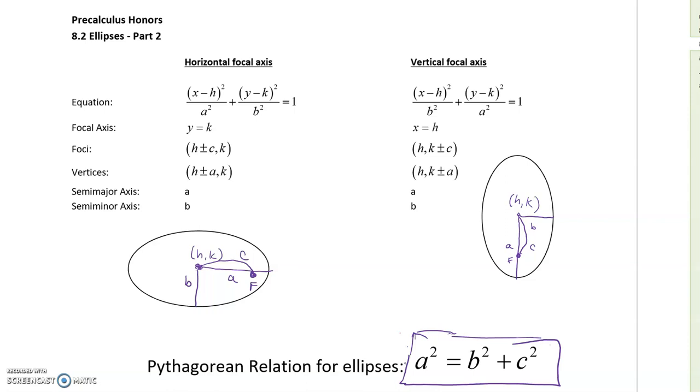The long axis is obviously longer than the short axis. The long axis is longer than the distance out on the main axis to the focus, because the focal point is inside the shape. So you're not going all the way out to the edge.